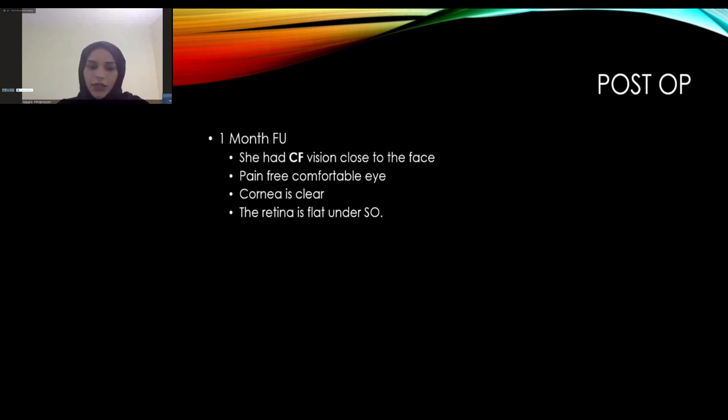She could not sleep, she could not eat, she was very depressed because of this pain, and she cannot pursue her normal social activity because of the severe pain that she had. Cornea, fortunately, was clear, and her corneal transplant survived all what had happened with repeated surgery and all of this intervention. And fortunately, the retina was flat under silicone oil.